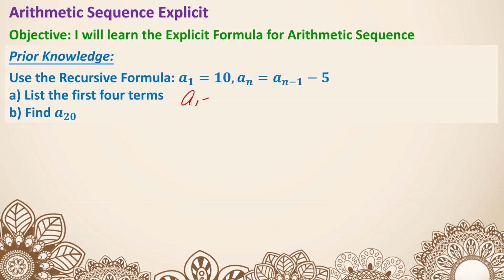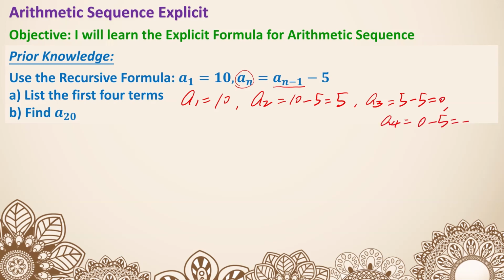So, a sub 1 equals 10. For a sub 2, because this means whatever term you're trying to get, you need to use the previous term minus 5. So it's going to be 10 minus 5, which is 5. A sub 3 is going to be the previous term, which is 5, then minus 5, which is 0. And a sub 4 is going to be the previous term, which is 0, minus 5, and that's going to be negative 5. And then it's asking you to find a sub 20.